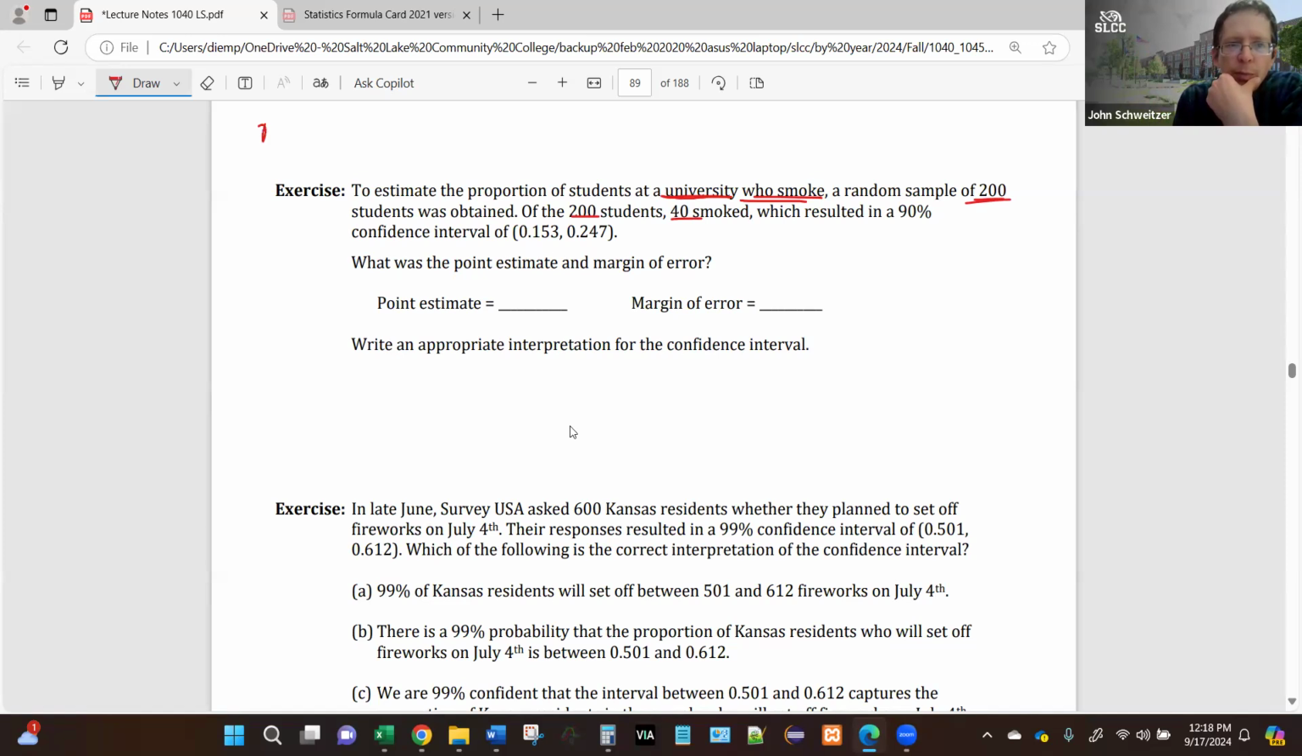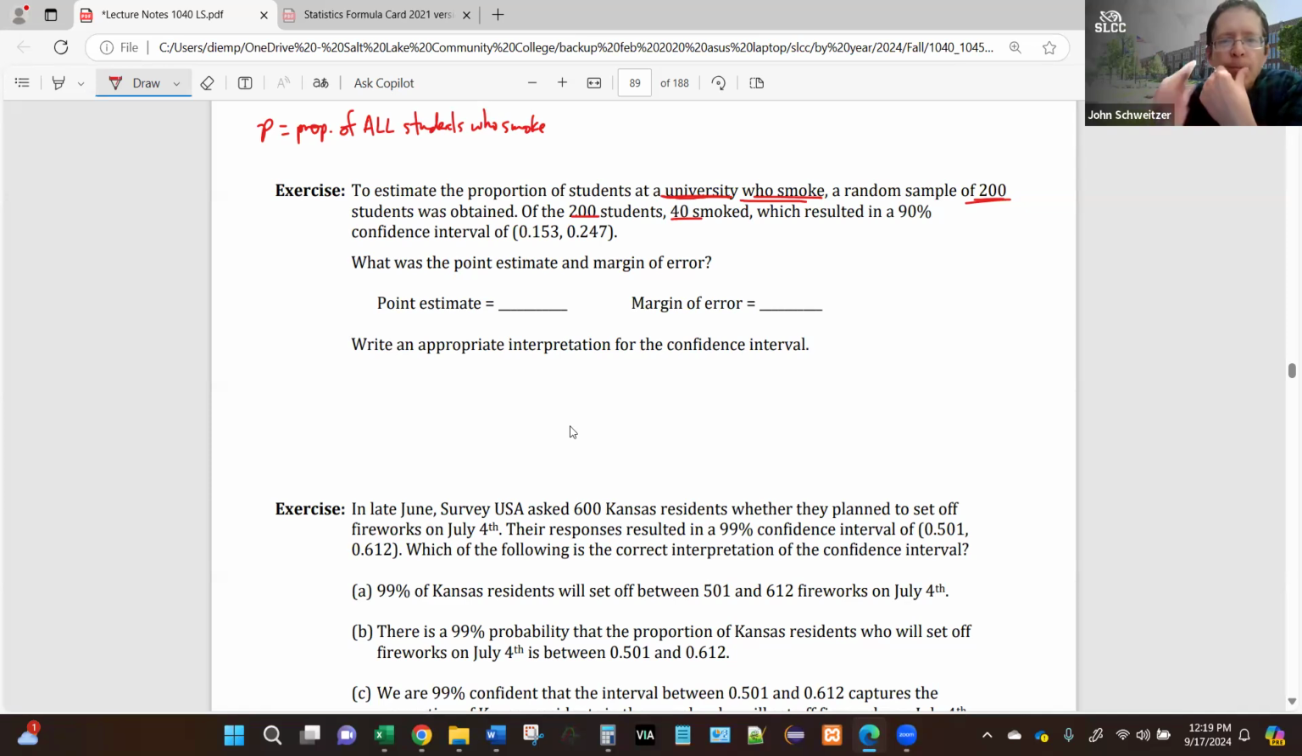All right, so how would we build the confidence interval here? What is the parameter we're trying to capture? P is the proportion of all students who smoke. Either you smoke or you don't, right? So it's categorical. So it's P that we're looking at.